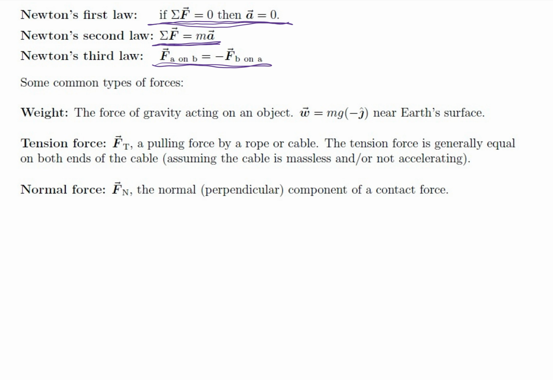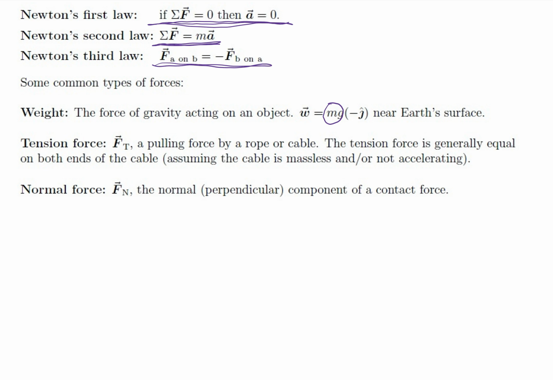We just introduced forces last time, so we haven't learned about too many types of forces, but some common types of forces are weight. Gravity exerts a force on objects, and the magnitude of the gravitational force when we're near Earth's surface is mg, and it points downwards.